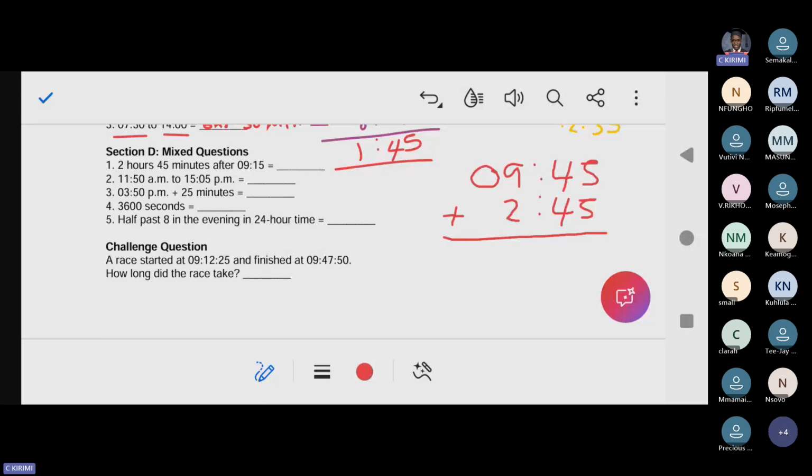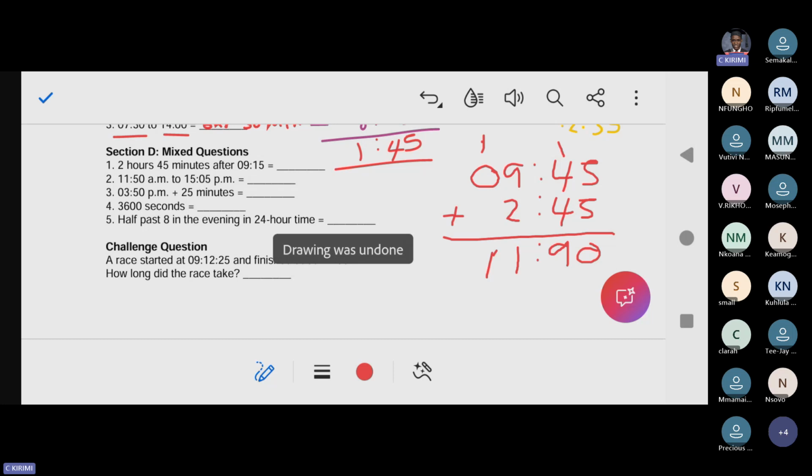So let's add 5 plus 5, that's 10, which is 0, carry 1. Then 4 plus 4, that's 8, plus 1, that's 9. You put your colon. Then 9 plus 2, that's 11. 1 carry 1. Then 0 plus 1, that's 1, which means it's 11. The time will now be 11:90.